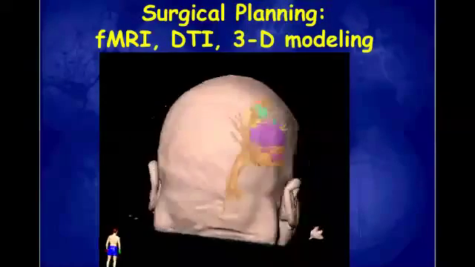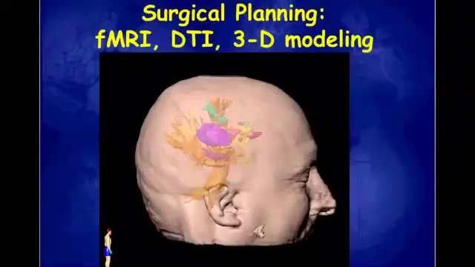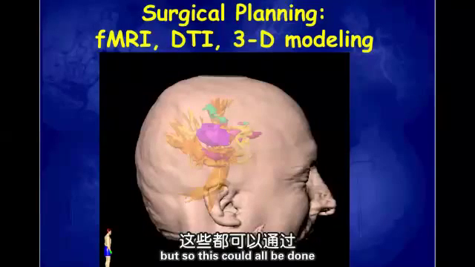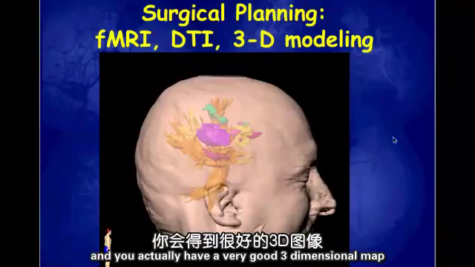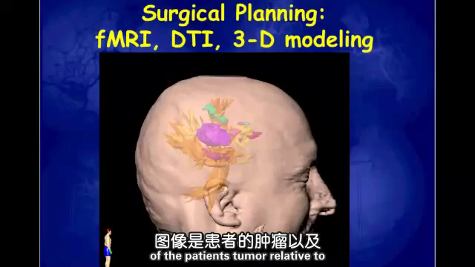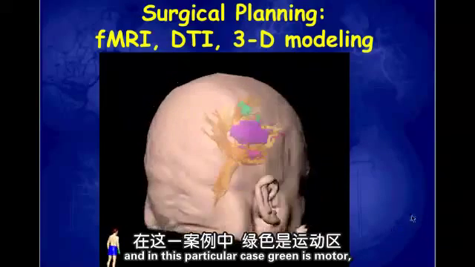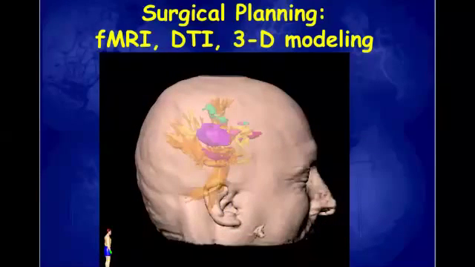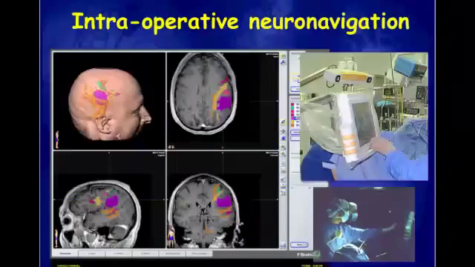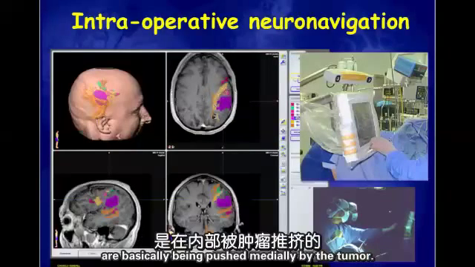This could all be done and fused into the BrainLab system, and you have a very good three-dimensional map of the patient's tumor relative to all these functional tracts. In this particular case, green is motor, Broca's area is in magenta, Wernicke's is in magenta here, and the tumor is outlined in purple. In this patient, the tracts between Broca's and Wernicke's are basically being pushed medially by the tumor.